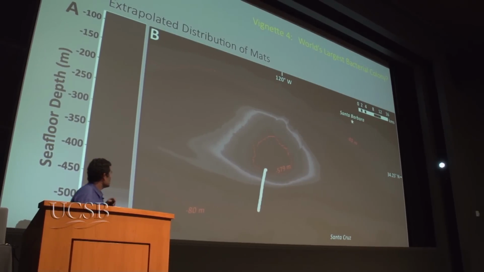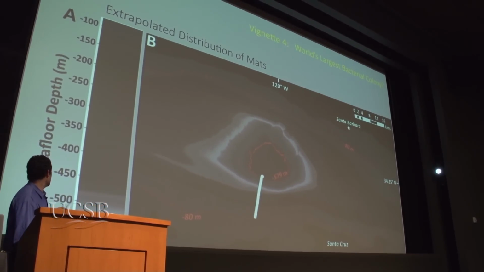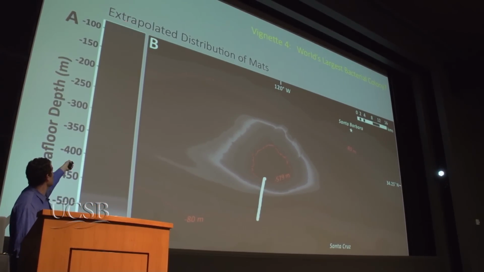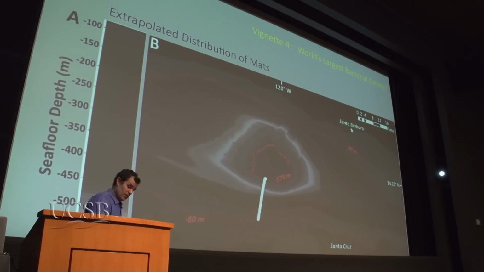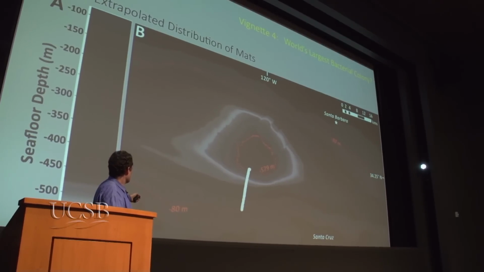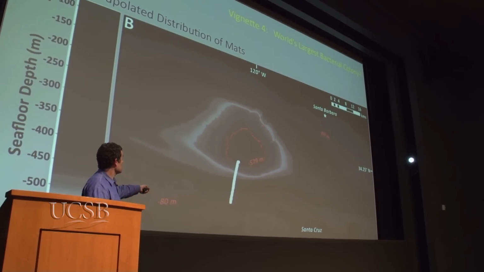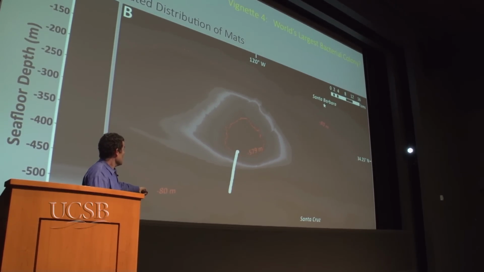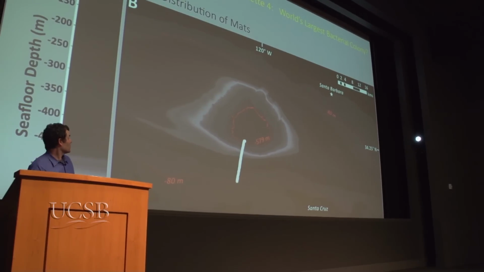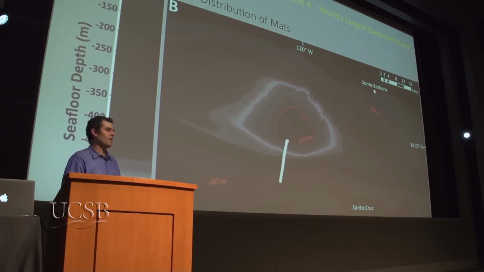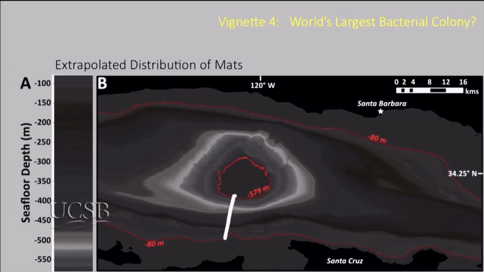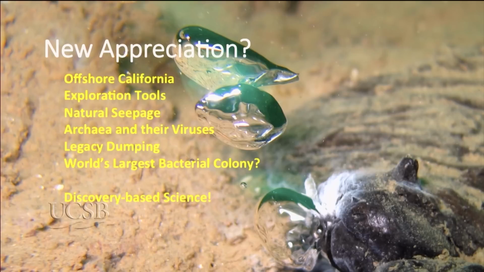And one of the things that we did is tried to estimate what the spatial distribution of these might be. And so we took, this is the average color as collected by the photoimaging survey. And then we overlaid it on the bathymetry because we know this is a depth-related phenomenon. And what it gives is a ring structure of about 106 kilometers in circumference, which could be the world's largest bacterial colony, potentially, if it bears true. Okay, so that was my last vignette of discovery.